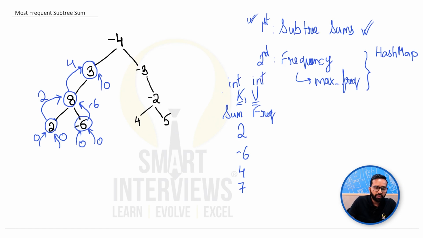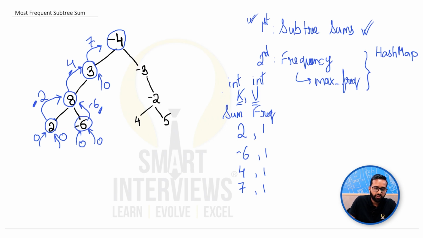Now, the moment we found this subtree sum of 2, we store it in the hash map with frequency of 1. Same thing for this, we store in the hash map with a frequency of 1. When we got 4, we stored 4, 1 in the hash map. And when we got 7, we stored 7, 1 in the hash map. Let us continue that. For this node, we have got the subtree sum for the left part. We need to find the subtree sum for the right part.